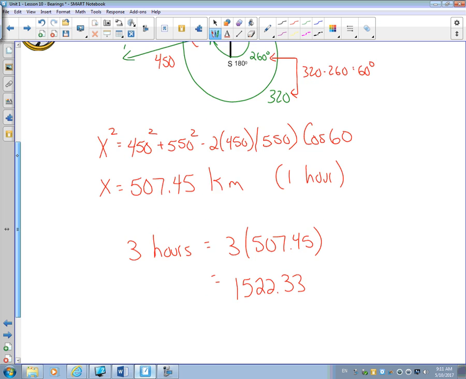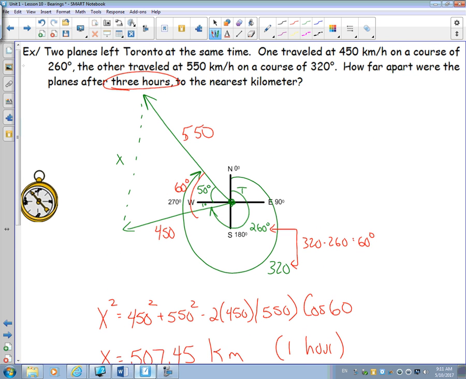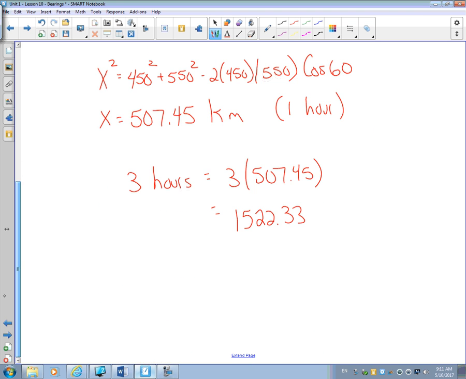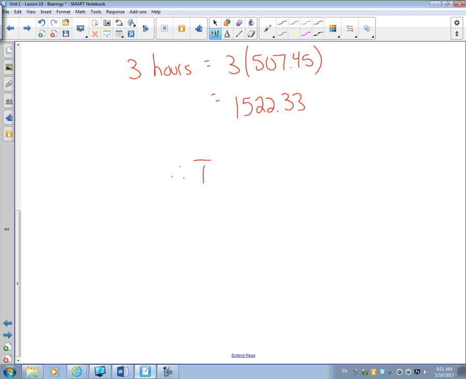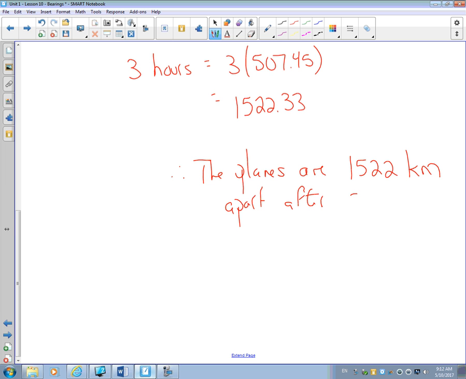Now, some people are going to say, well, couldn't you multiply it by 3 right off the bat? And sure, if you times this by 3 and said, okay, we're using 1650, and times this by 3 and said we're using 1350, and then do the cosine law, you'll get the exact same answer. So your choice is multiply by 3 before or multiply by 3 at the end. It doesn't really make a difference. They will both work. The question says to the nearest kilometer. So we'd say the planes are 1522, nearest kilometer, apart after 3 hours.